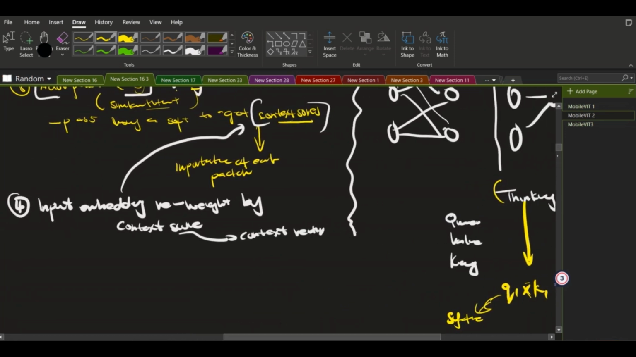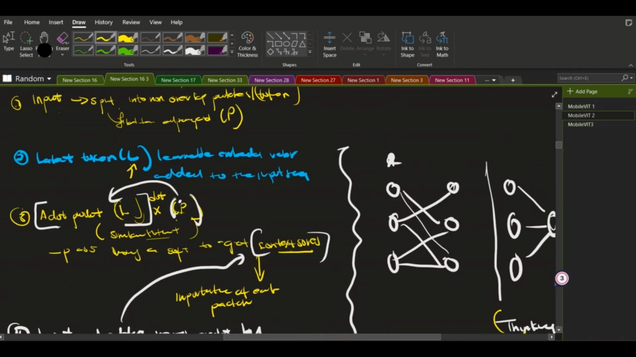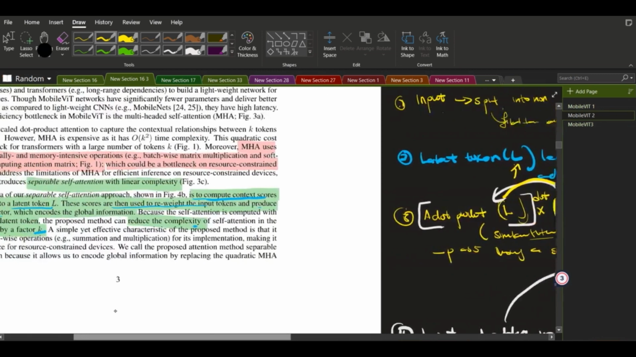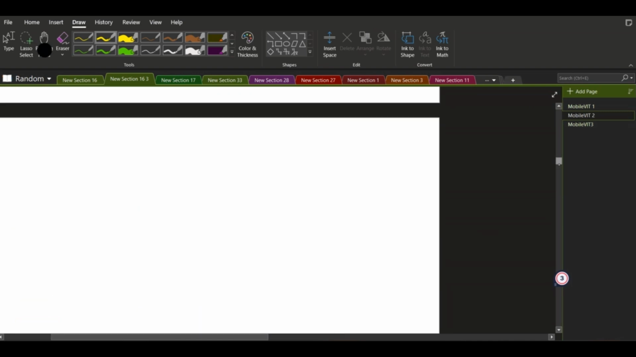But the good thing here is that we don't have to go through all the queries. Each patch just goes to the latent. So we don't go through each query. I hope that gives you a better perspective on what this explanation means here. But anyway, let's continue. They say a simple yet effective characteristic is that it uses element-wise operations, summation and multiplication, for its implementation, replacing the quadratic multi-head attention with a linear one.